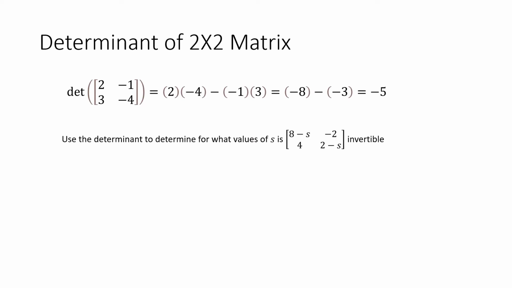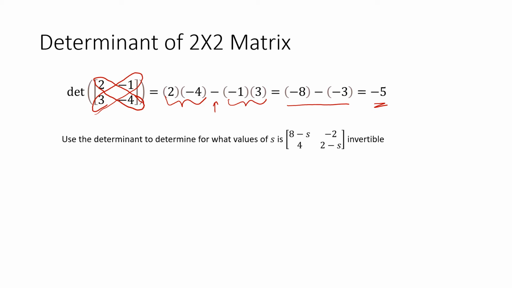So first, an example. We saw the 2 by 2 matrix. We can get the determinant by taking the product of the two numbers along that diagonal and subtracting the product of the two numbers along that diagonal. So it's 2 times minus 4 minus negative 1 times 3, which in this case gives us minus 8 minus minus 3, which is minus 5. That's quickly how we calculate the determinant.